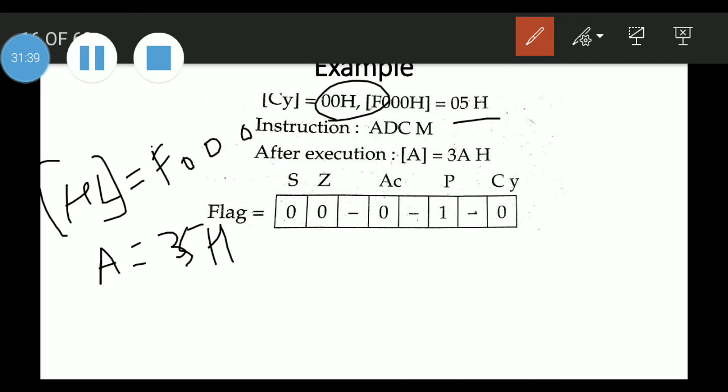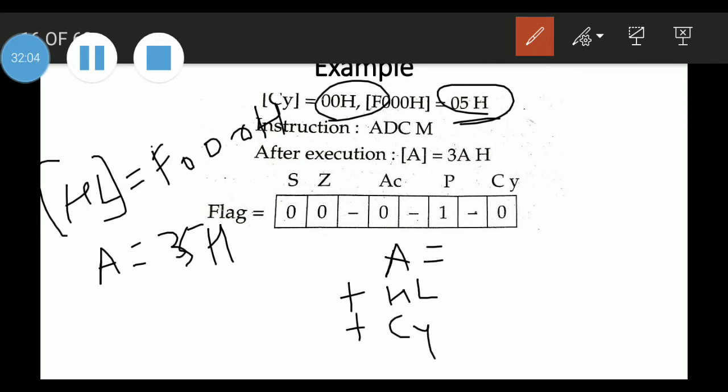Yes, that is F000H. Now in this, what is the content? A is having 35. Now what is there in F00? It is 05. So what it means? It means A will be added with our HL pair content plus carry. Now what is there in A? In A there is 35. What is there in HL content? We have 05. What is there in carry?